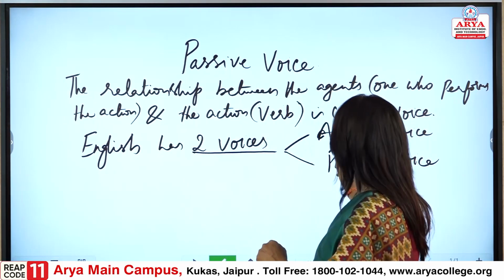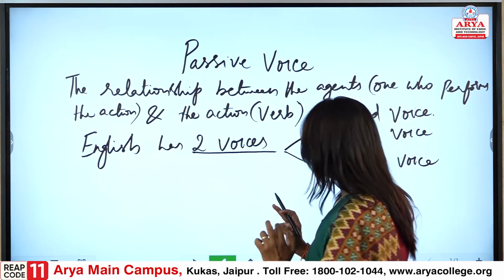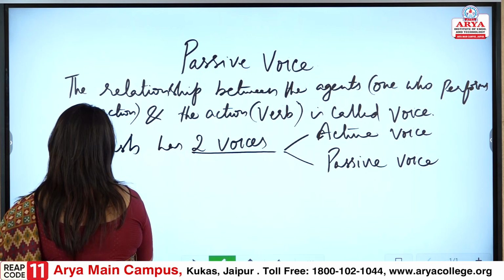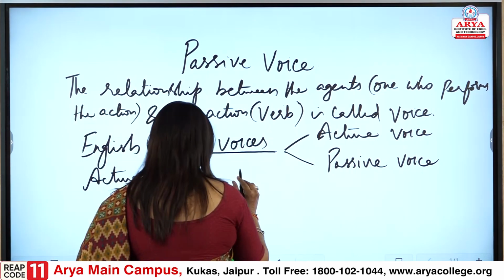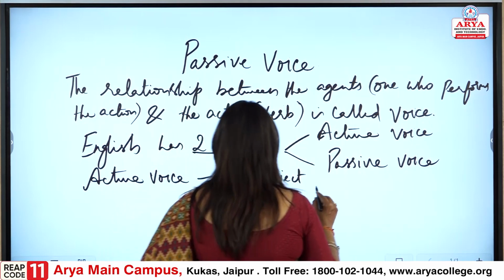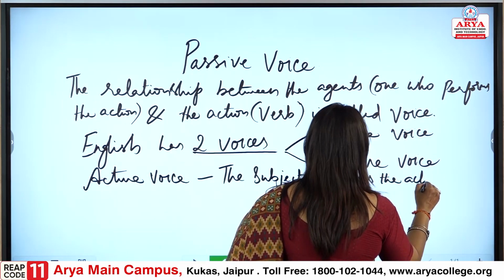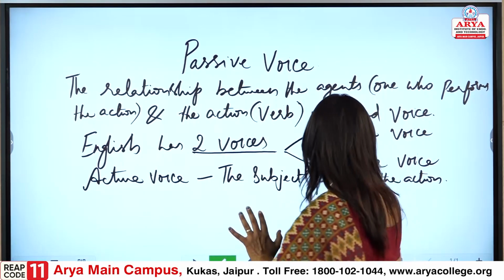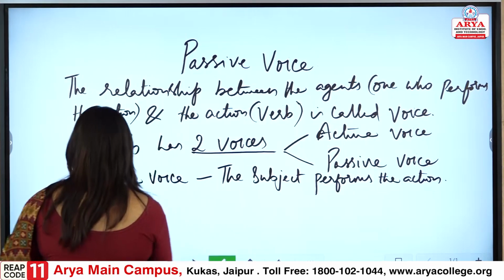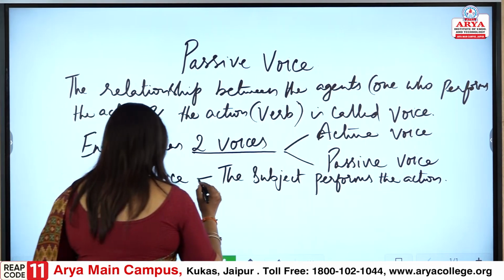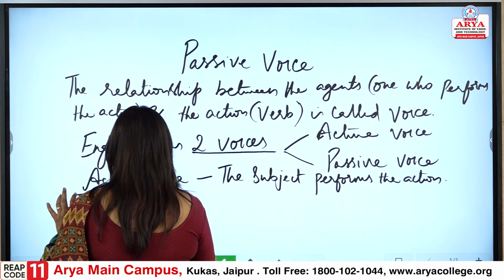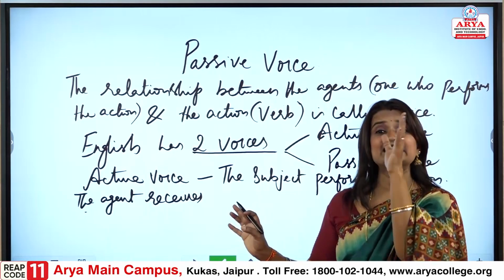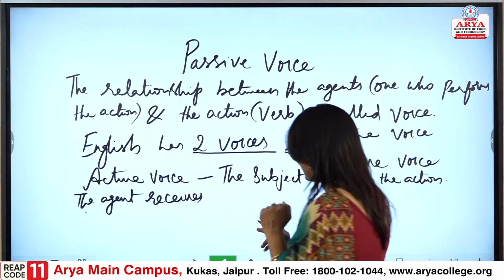So, again, we have active voice and passive voice. Now what we need to remember is that in the active voice, the subject performs the action. That is one important point. And the agent, who is the agent? The agent receives. So he is the receiver.